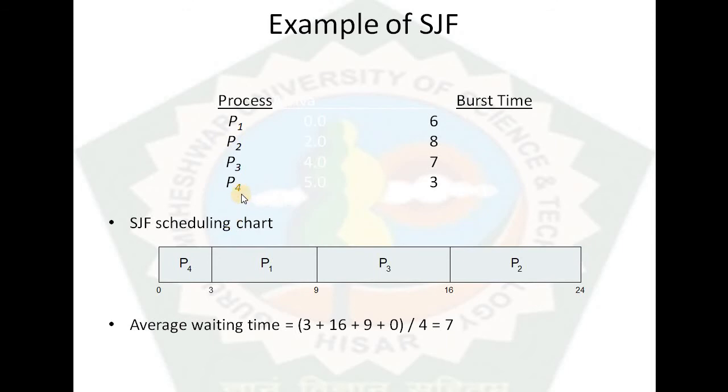Now only one process remains in the ready queue, and no further processes are coming. So P2 requires 8 milliseconds of total CPU burst time. The CPU will be allocated to this particular process for a total of 8 milliseconds. This is how the shortest job first scheduling algorithm works.